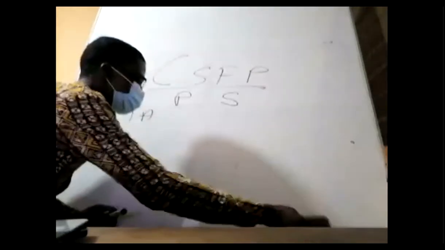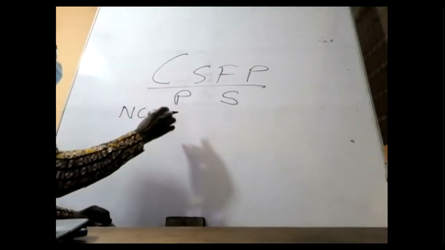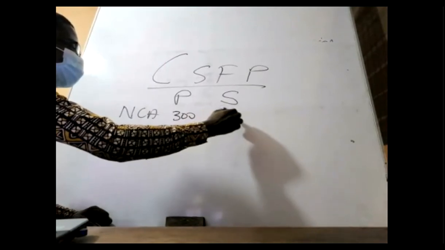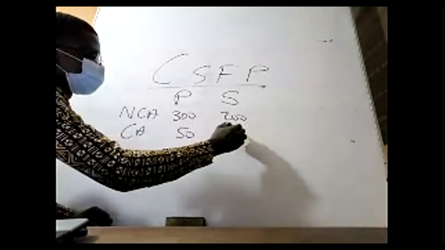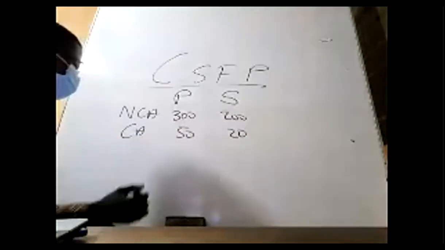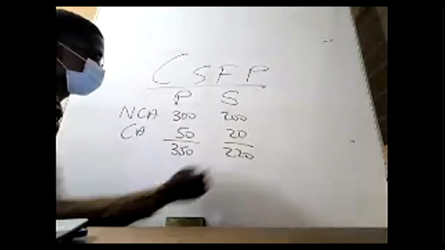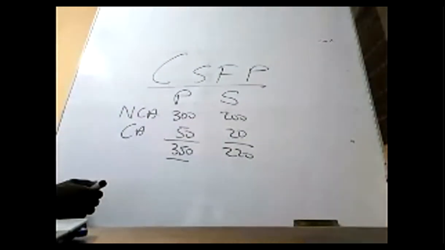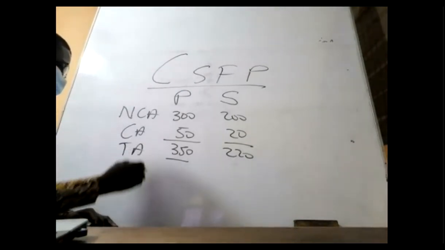But let me do this one for you. Non-current assets, the PPE. Here will be what? 300 and 200. Current assets. This is 50 and this is 25. But 20. Total asset is what? 350. And here is 220. I'm starting from a very basic ground for you to understand consolidation. This is the total asset.